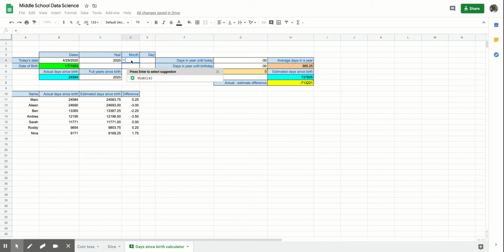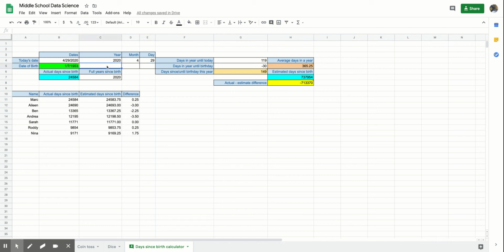I'm just going to go equals MONTH, left parenthesis. I'm going to hit that date again, today's date, right parenthesis, and yes, April's the 4th month. And then finally, I'm going to say equals day. I'm going to hit the date again, right parenthesis, 29. So now I've broken this down into its components, and look what happened over here.